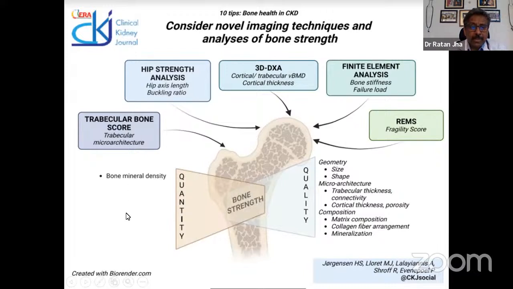There are certain imaging techniques which have to be remembered, though the novel imaging is not available at most places. Trabecular bone scoring, hip strength analysis, 3D DEXA, finite element analysis, and REMS are the newer tools which can give an idea about bone strength and bone quality, which will be the order of the day in future.